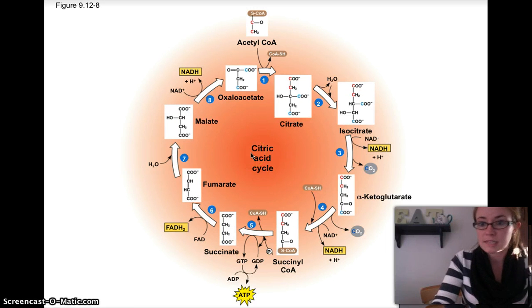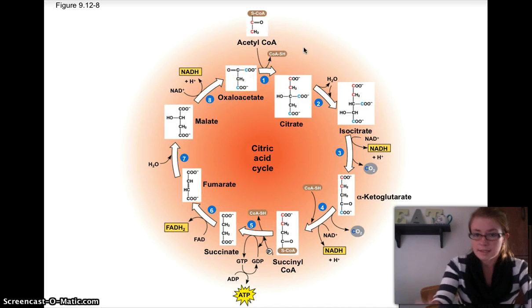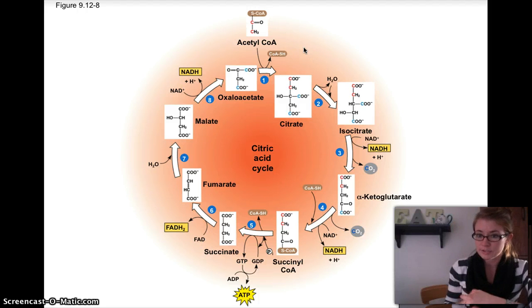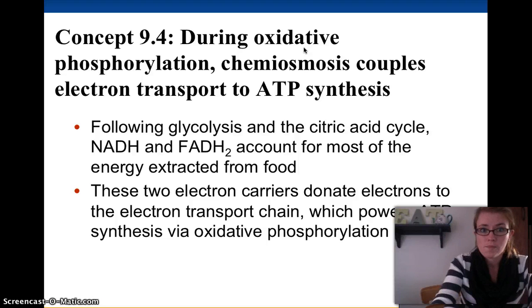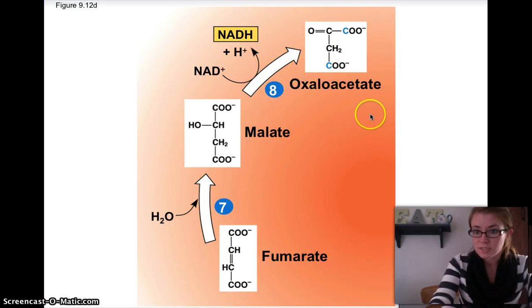And now this cycle is complete. We've lost our carbon dioxides, we've gained our 3 NADHs, we've gained our ATP, we've gained our FADH2, but we are left with oxaloacetate, which means it happens again. Okay? So you should know that oxaloacetate starts and ends the citric acid cycle, and that's why it's a cycle. And that's it. That's all you need to know about the citric acid cycle.